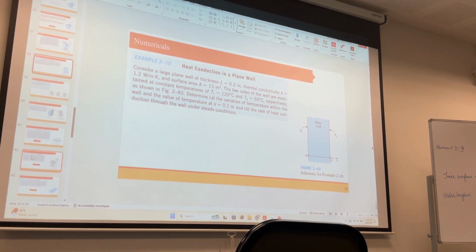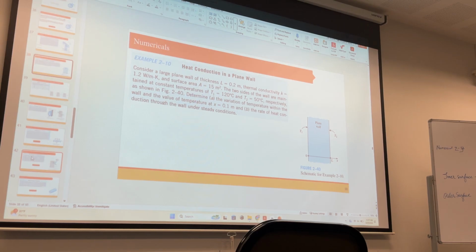If the conductivity is steady, if there is heat generation, so we are figuring out which differential equation based on the coordinates. In the second part, we are studying the numerical and trying to find out which boundary and initial conditions are given, or apply. Now we are going to combine both. So in this example, consider a large plane wall of thickness L, 0.2 meter, thermal conductivity is given, surface area is given, the two sides of the wall are maintained at constant temperatures T1, T2, okay?